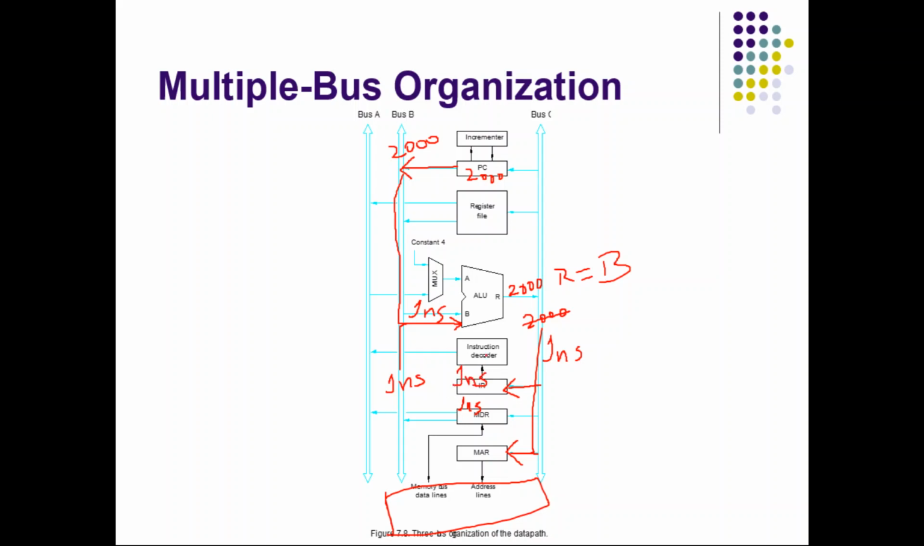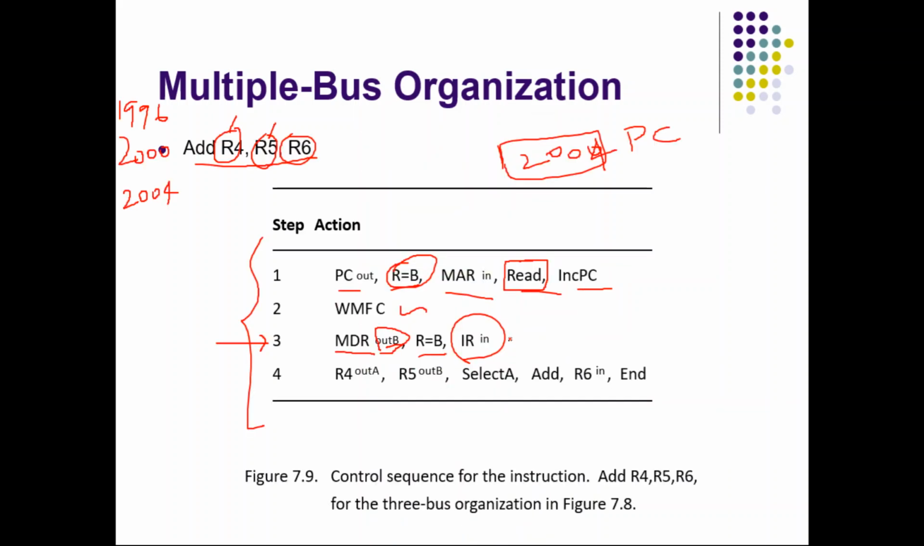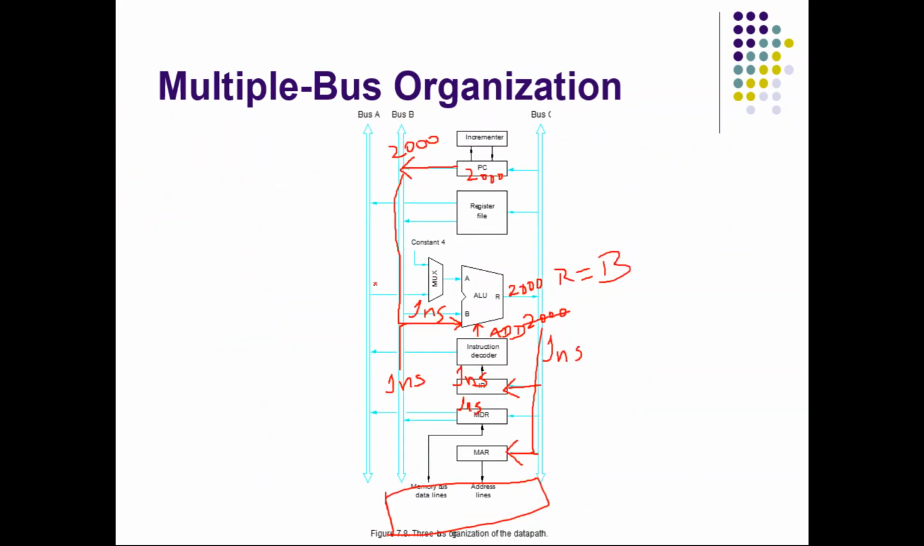Okay, so it will decode, and it will understand that it is an add operation, and what are the registers involved, everything will be understood, and it will generate an add signal to the ALU. Now how many registers are involved? 3 registers, R4, R5 and R6. Add R4 and R5 and store the result in R6. So what we are saying: R4 out A, R5 out B. R4 out A means whatever the content in R4 will be moved to bus A.